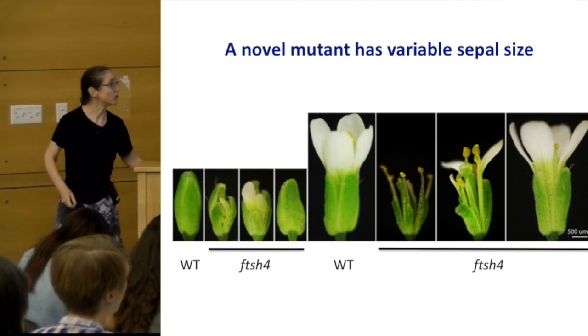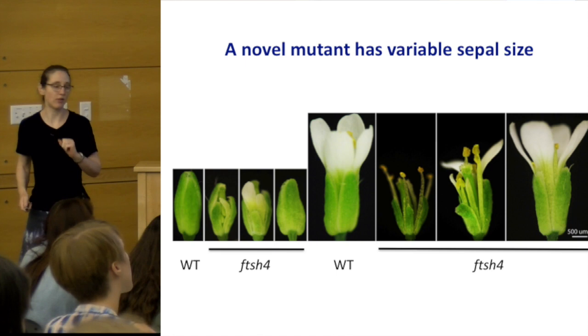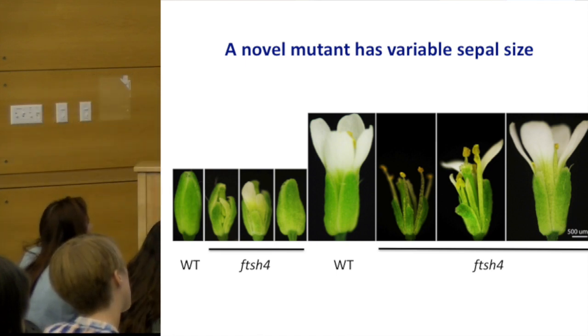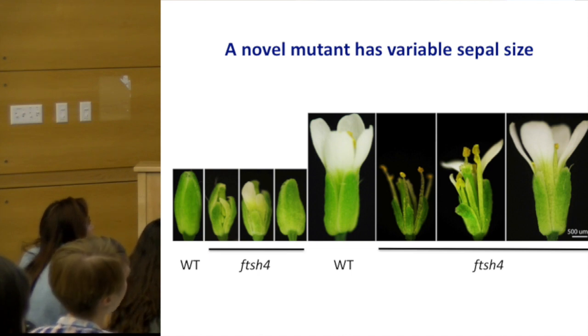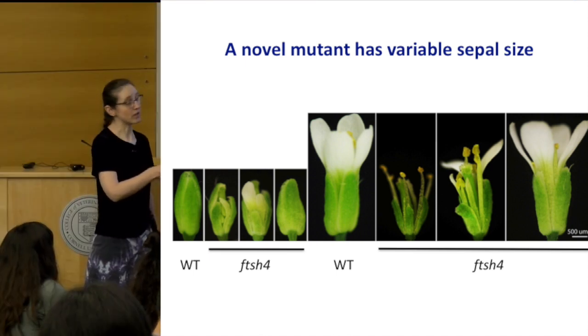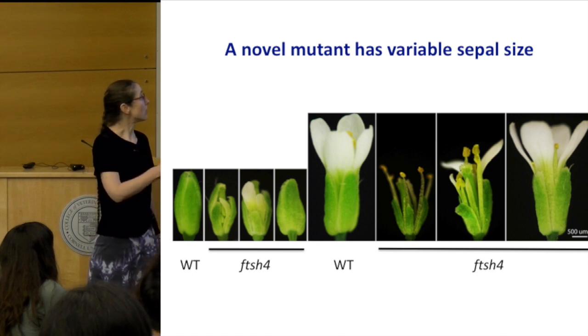And she found a number of mutants, including this spectacular mutant called FtsH4. So here's our wild-type flower. It's got 4 sepals of the same size. You can only see 2 here because the others are in the back. These are all FtsH4 flowers from the same plant. So we've got one that looks perfectly normal. It's got all the same size sepals. We've got one here that's very typical. So it's got a normal sepal here and a much smaller sepal here. And we've got one here with all small sepals.